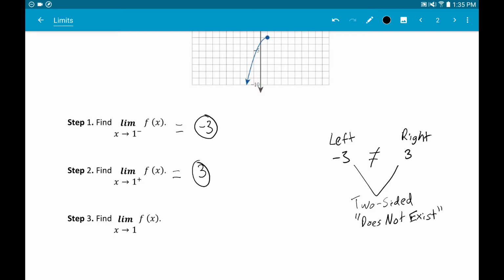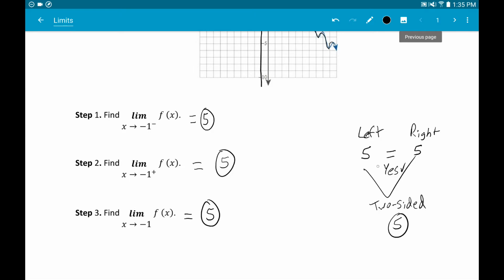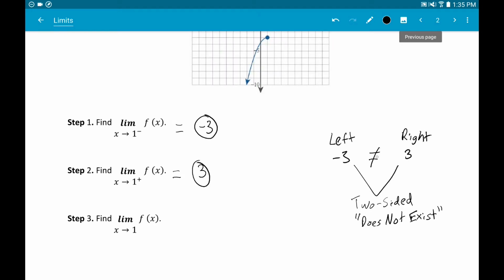And that's really the only two possibilities on two-sided limits. It's either going to be like question 1, where the left and right were equal to each other, so the two-sided was the same, or it's going to be like this question where the left and right were different, so you get doesn't exist. In other words, there is no two-sided limit.